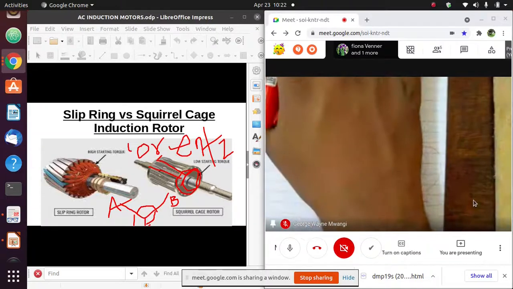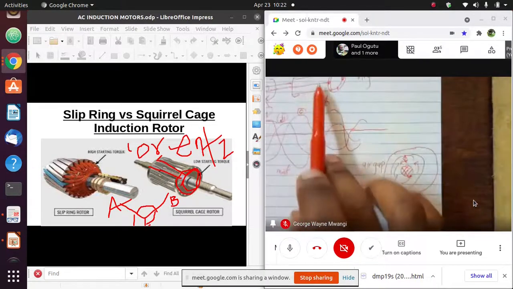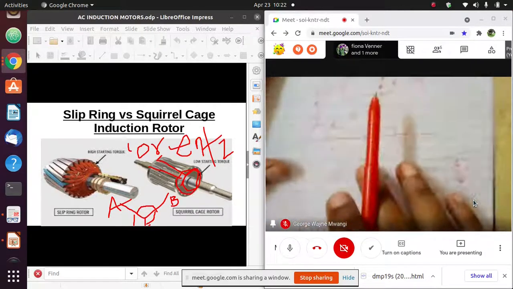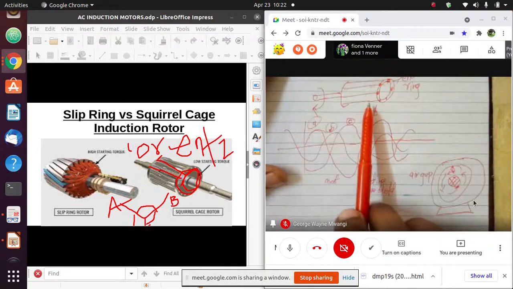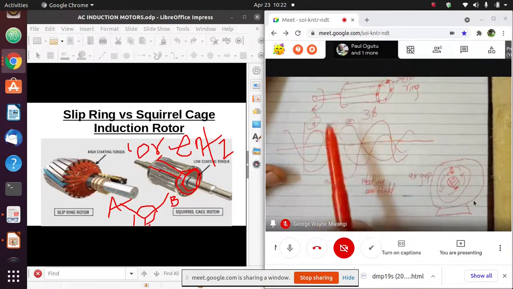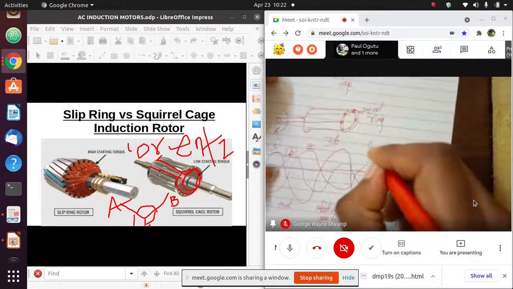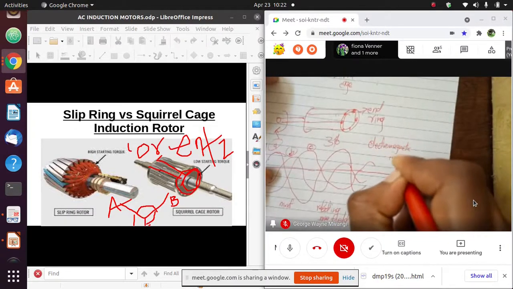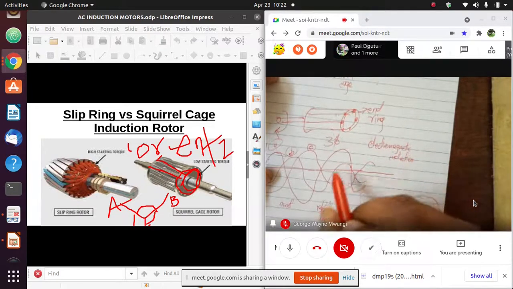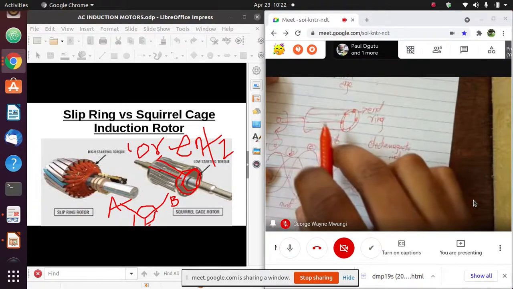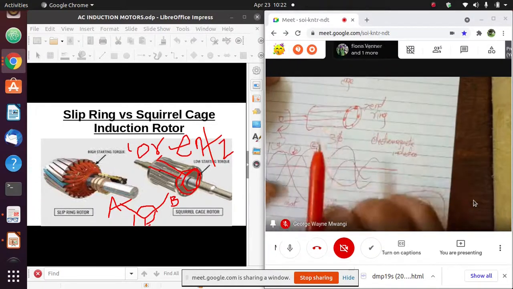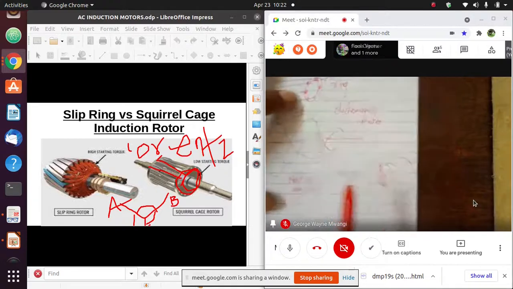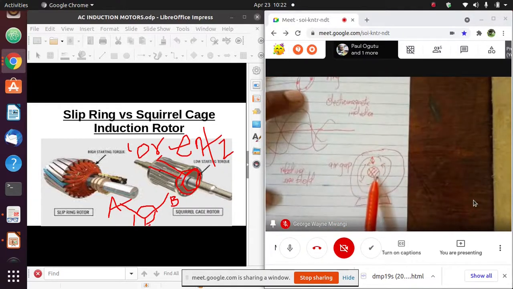Now, when we talk about the squirrel cage, we have seen that these motors, the induction motors, operate on the principle of electromagnetic induction. The magnetic field produced by the 3-phase alternating current in the stator will produce a rotating, revolving magnetic field in the air gap.